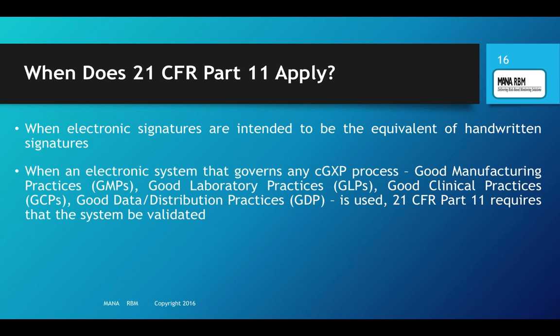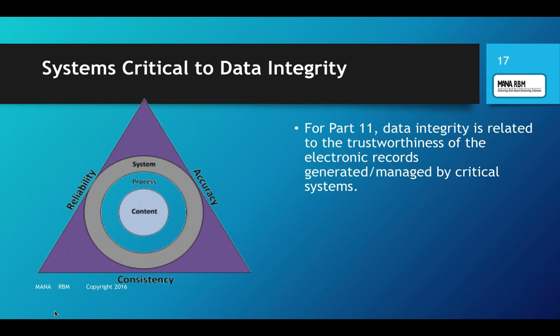Also, if you're going to use electronic signatures to be the equivalent of handwritten signatures, so any EDC system would be that way, but you could also, as I'll show you, be important for using e-signatures in electronic trial master files as well. So when an electronic system governs any part of the GXP process, so that would be good manufacturing practices, GLP, good laboratory practices, good clinical practices, all of those are covered under 21 CFR Part 11.